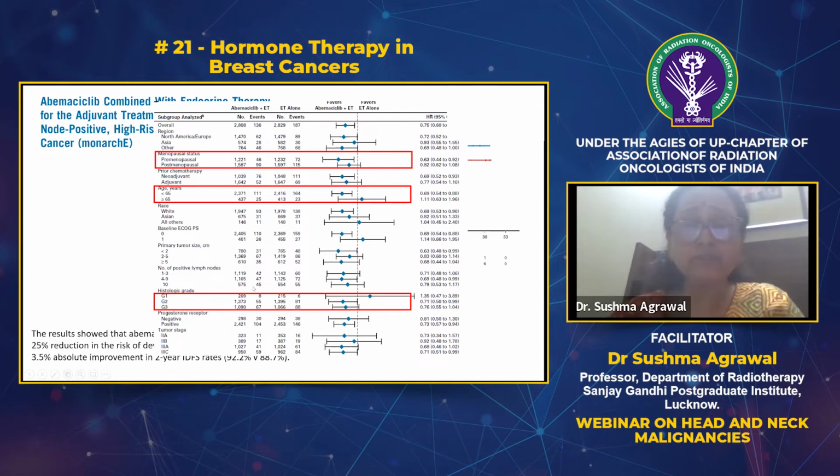In the forest plot, they showed that premenopausal women who obviously are at high risk benefit more. Younger women less than 65 have more benefit, and higher grade tumors have more benefit. So again, high risk women benefit with the addition of CDK inhibitors with endocrine therapy.